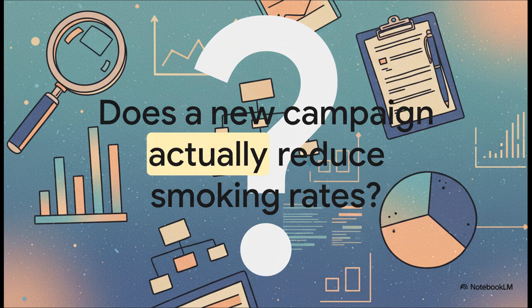Okay, so let's just dive right in with a classic question. You see it all the time. A city launches a big, new anti-smoking campaign, and a few months later, smoking rates are down. Seems simple, right? Well, here's the thing. Proving that the campaign caused that drop is way, way harder than it looks. How do we know for sure it wasn't something else entirely?